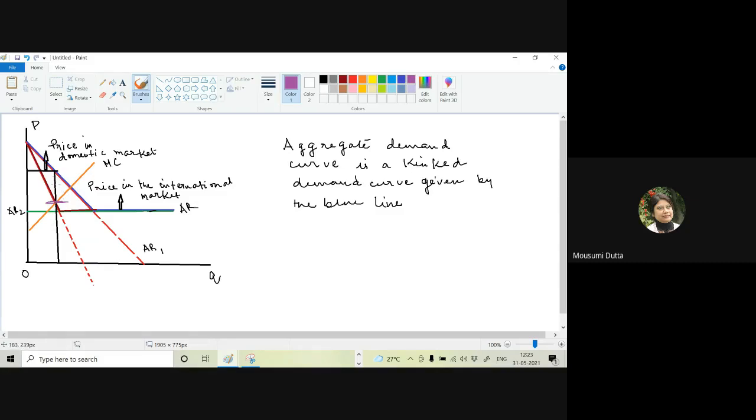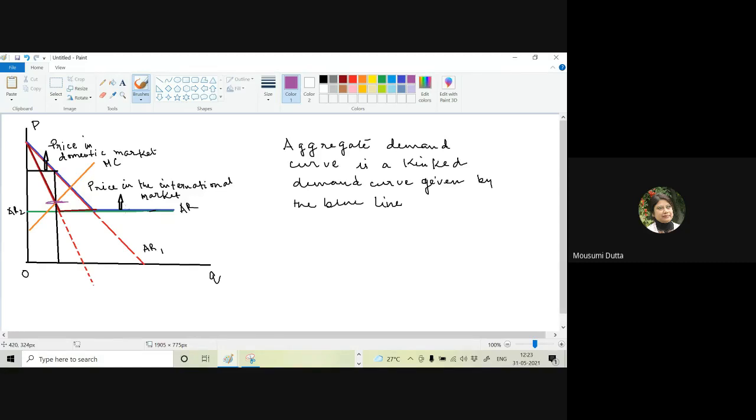So the equilibrium quantity will be settled here and price will be given by the demand curve. So this is the domestic price. Whereas in the international market, price is given because it behaves like a competitive firm. So the international price is quite low compared to the domestic price. This is the domestic price, and this is the price which is given in the international market.